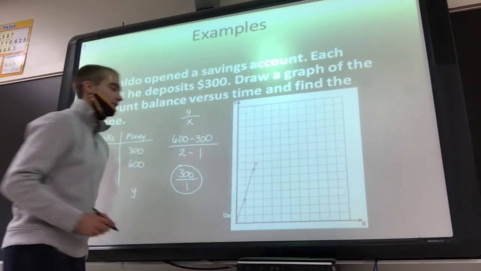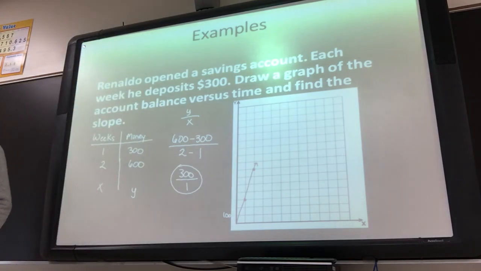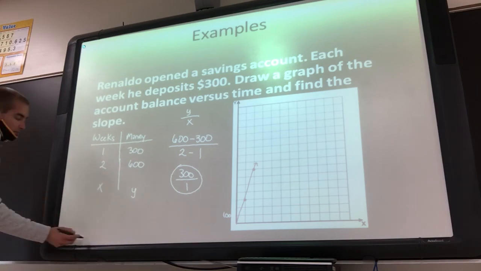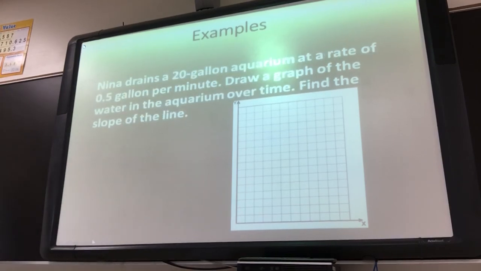But did we need the graph in order to find the slope? No, you can find the slope as long as you have 2 points. You don't need to look at the graph. You don't need to graph it. You can just find the slope by subtracting those 2 points. Okay? Biggest thing to remember though, y over x is slope.